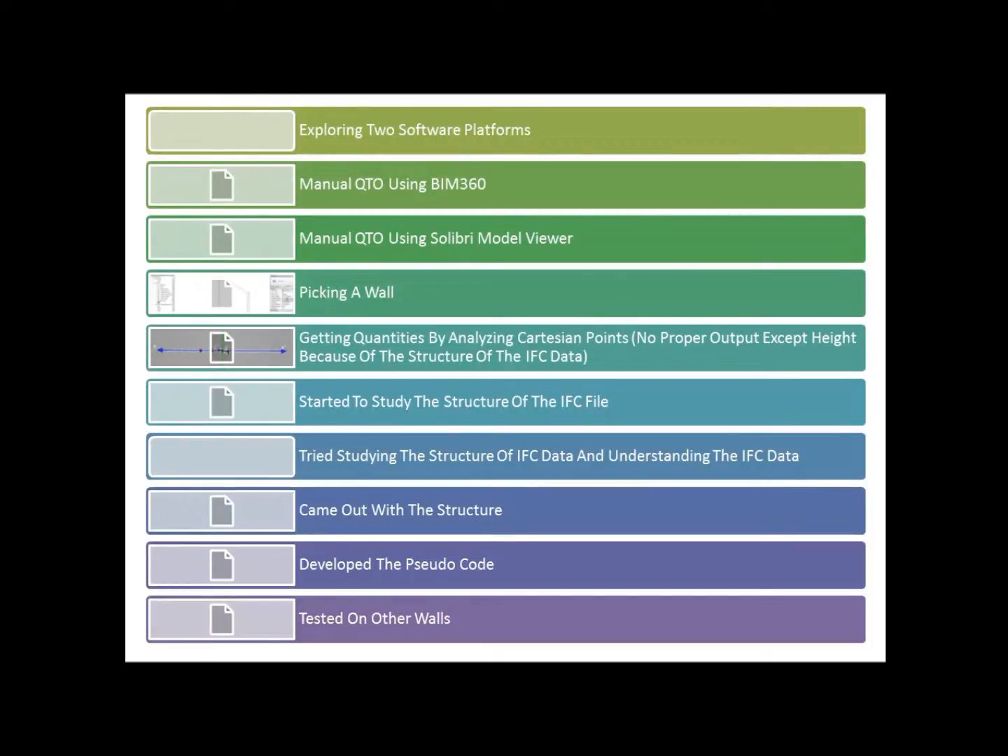To discuss all the things that I have done during the course of my advanced design project, firstly I've explored two software platforms, which were BIM 360 Glue and Solibri Model Viewer. After that, I've done manual quantity takeoff for an office building using BIM 360 Glue software. This was basically done in Excel. So let's go ahead and look at how it looks.